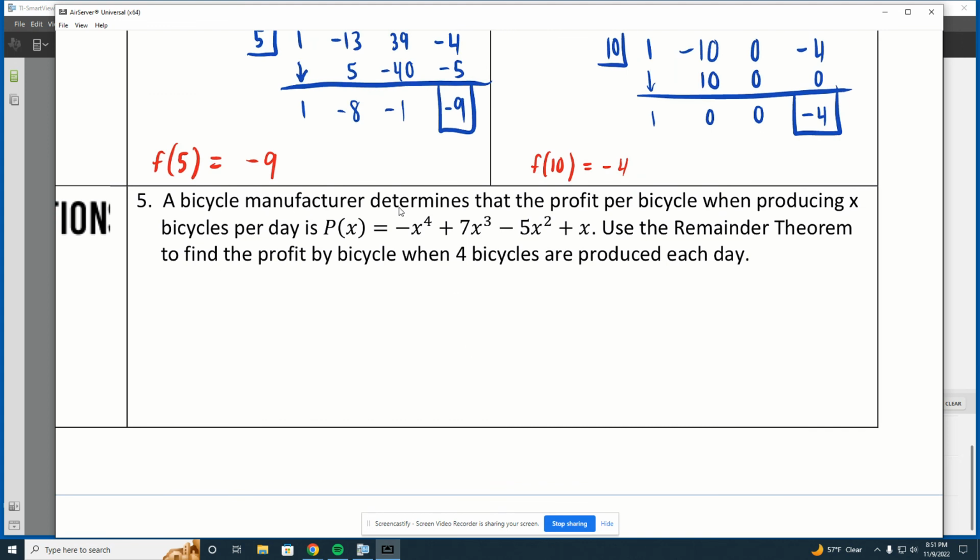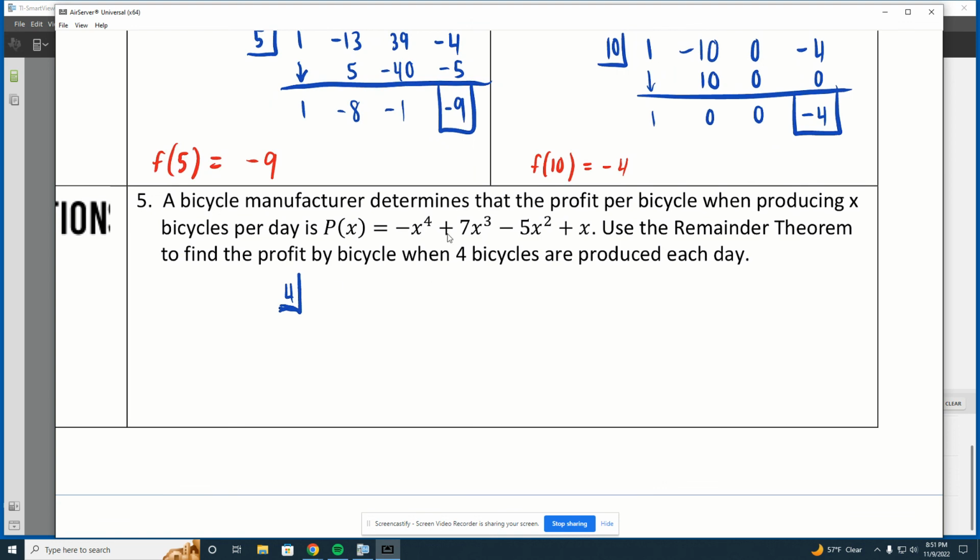A bicycle manufacturer determines that the profit per bicycle when producing X bicycles per day is this formula. Use the remainder theorem, synthetic substitution, to find the profit by bicycle when 4 bicycles are produced each day. So 4, guys, goes in the box. 4 goes in the box.